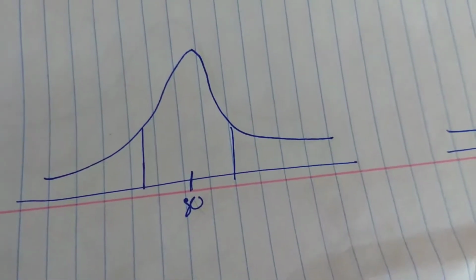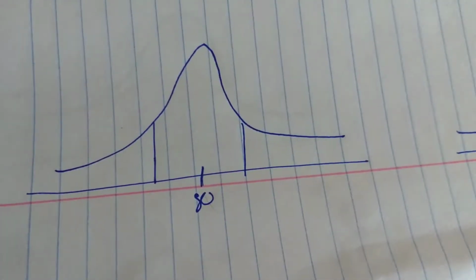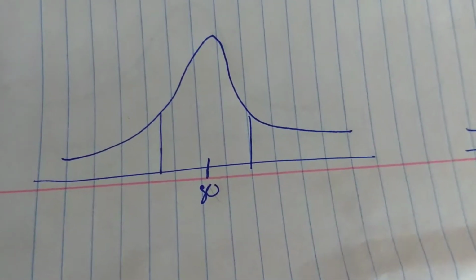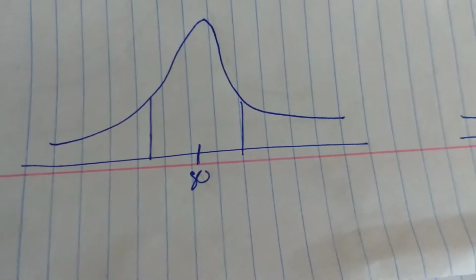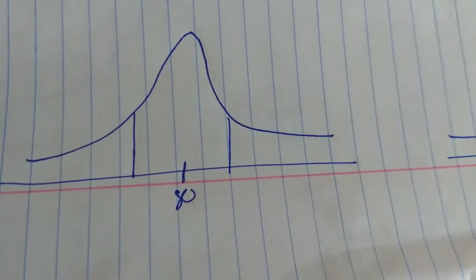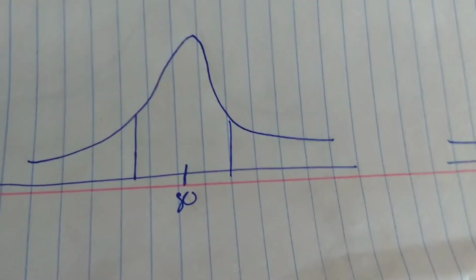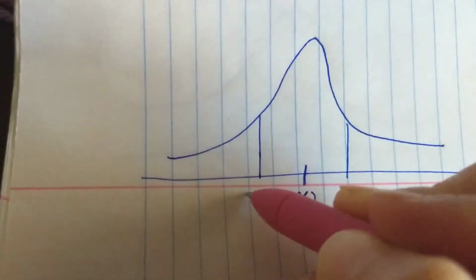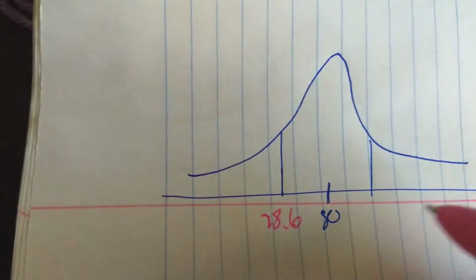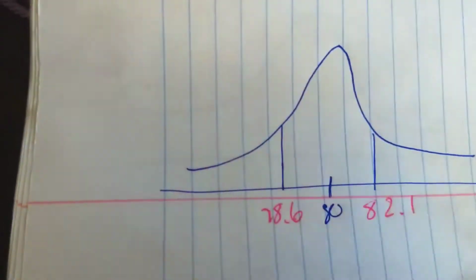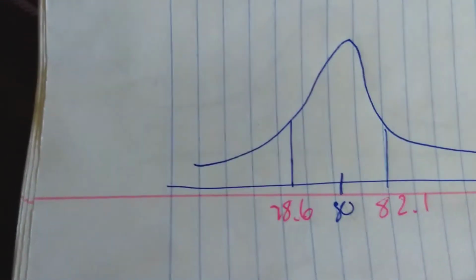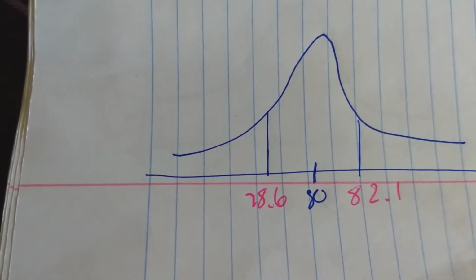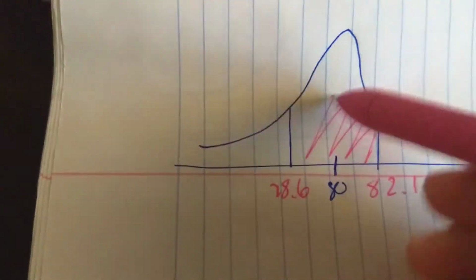What happens if we want to find the area under the curve between values that are not part of the 68, 95, 99.7 rule? For example, if we're looking at that test score with the average test score of 80, maybe I want to know the percent of students who were between a 78.6 and an 82.1. Well, those are not multiples of the standard deviation, so I can't use that rule, but I still want to find this area.